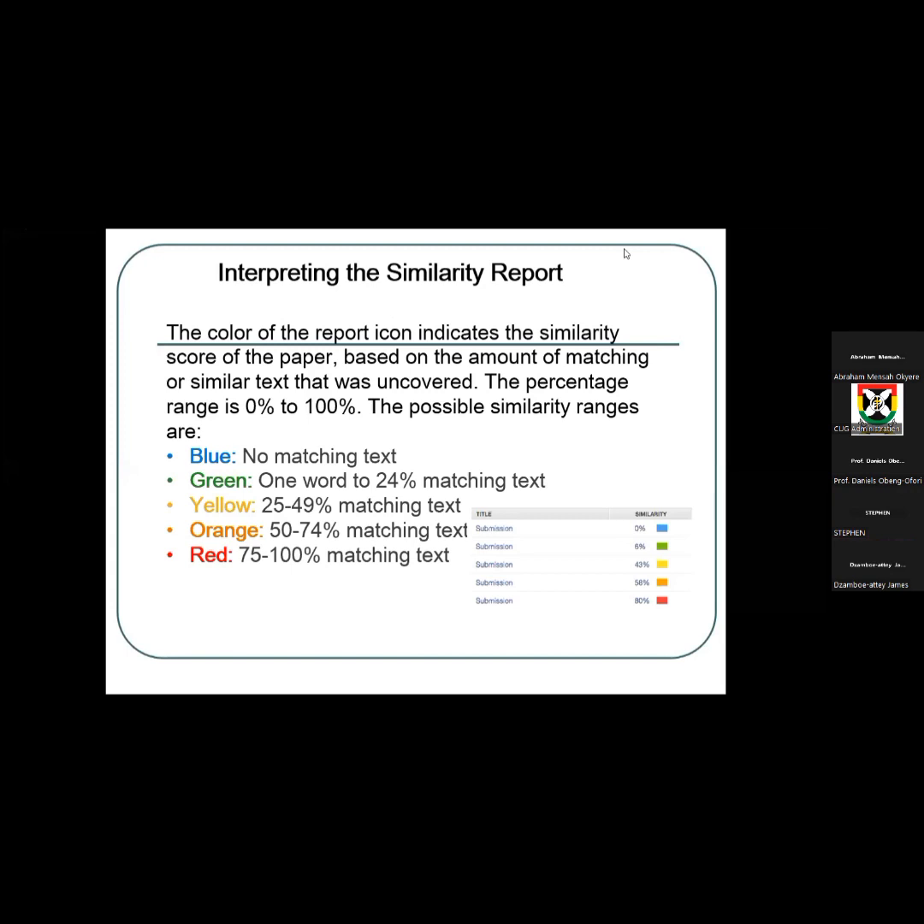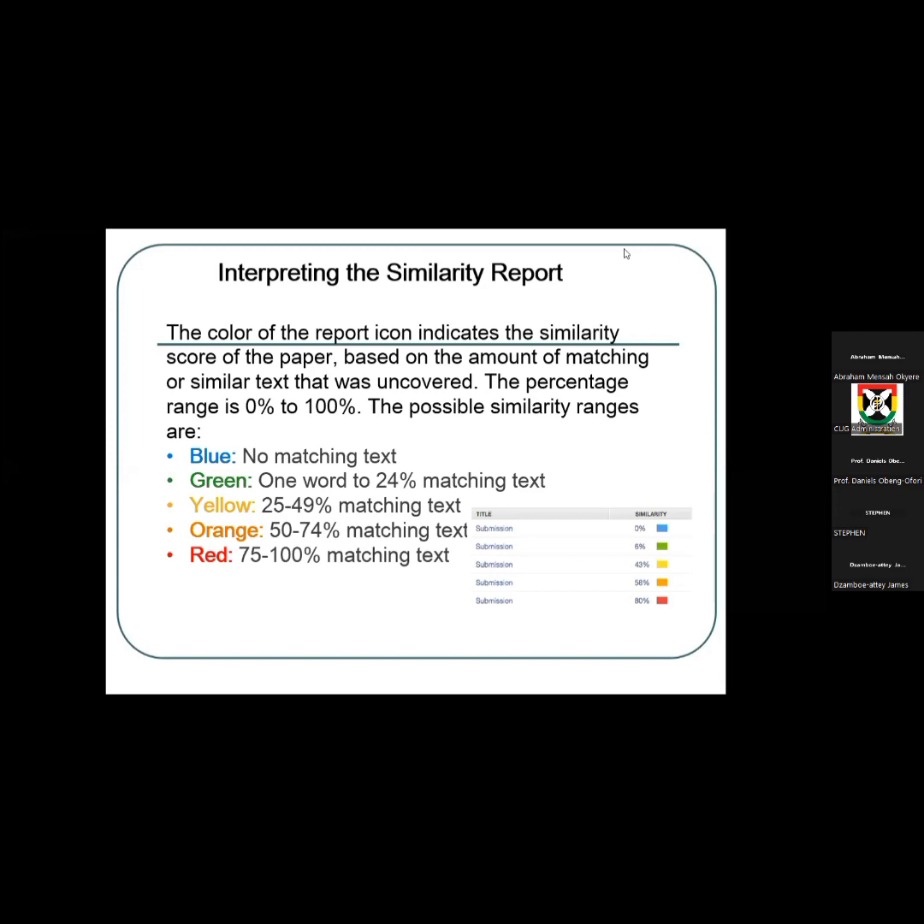Turnitin will use color to indicate the extent, the degree of plagiarism. If you have blue, it means that you don't have any problem. There's no matching text. So you are clean. If you have green, then it is one word or two, or about 25% matching text. So in that case, if there's green, it means that you have to reduce it to 20%.